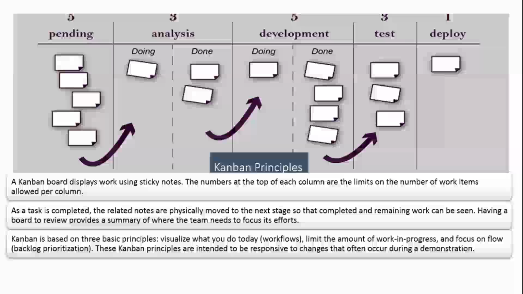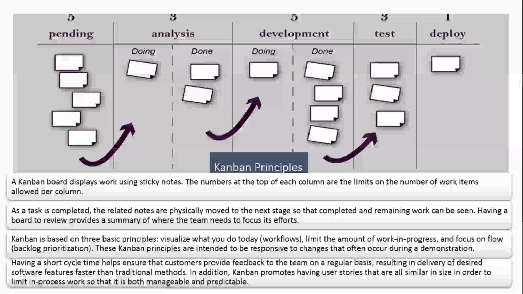These Kanban principles are intended to be responsive to changes that occur during a demonstration. Having a short cycle time helps ensure that customers provide feedback to the team on a regular basis, resulting in delivery of desired software features faster than traditional methods. And what we mean by cycle time is a time from when you pick the card to when you get it done. And having those short times encourages quicker feedback, and in turn, your customer is getting value fast. And that's one of the tenets of Agile.